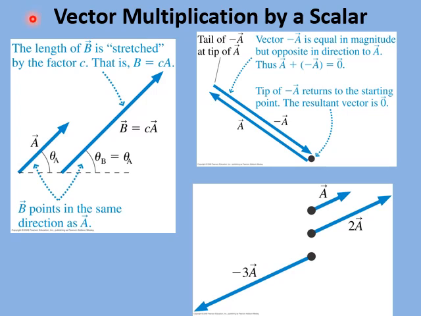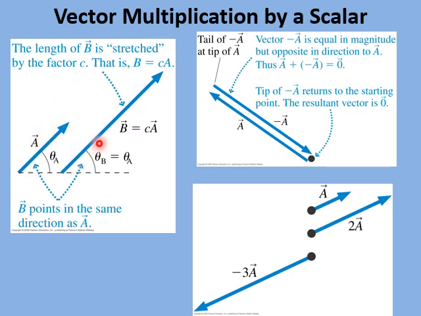The next thing we're going to do with vector math is vector multiplication by scalar. So if we take a vector, for example, a vector A shown here, and if we multiply it by some scalar factor, let's just call it C. Now C is not a vector, C is just a number. C is a number like, let's say 2. So what happens when we multiply A by C?